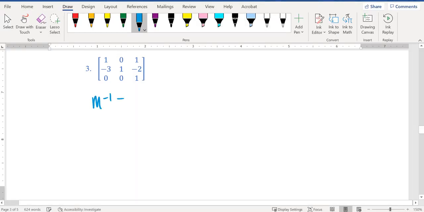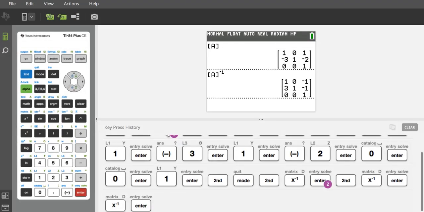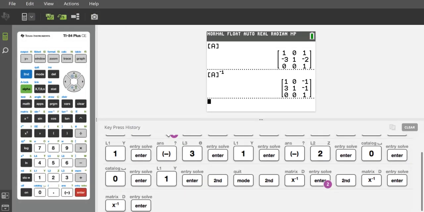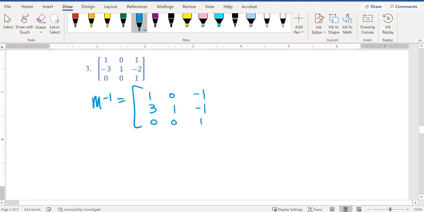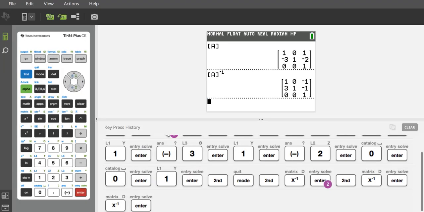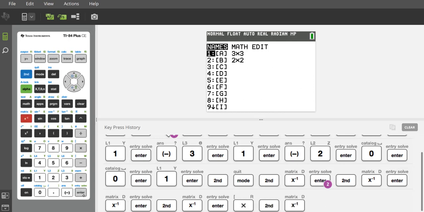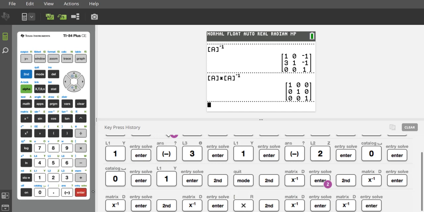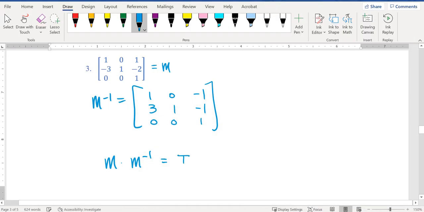The inverse matrix is 1, 0, -1, 3, 1, -1, 0, 0, 1. Now, if I let this be M, if I do M times M inverse, what would I get? On my calculator, I'm going to do A times A inverse. I better get the identity matrix. And I do. So M times M inverse equals the identity matrix.